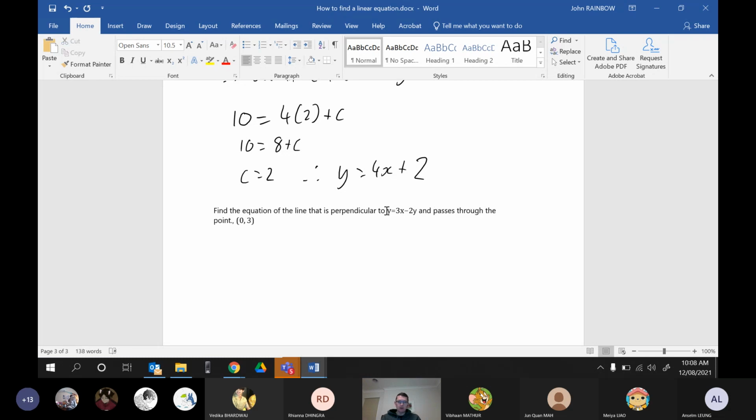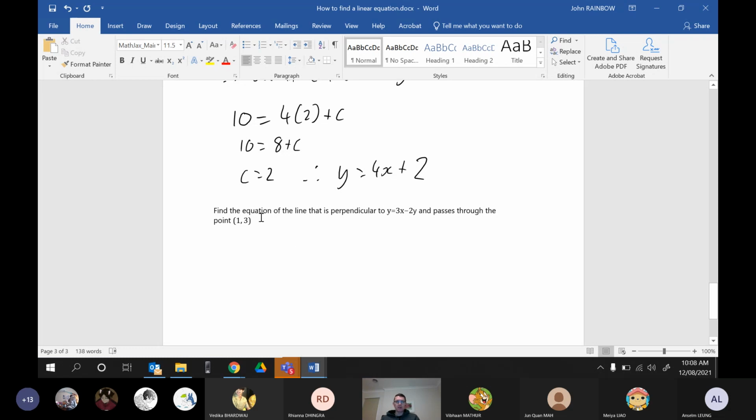And passes through the point 0, 3. Okay, I don't really like 0, 3 because it's a bit easy. That's already giving you the y-intercept. I'd like to change it. Let's just change it to like 1, 3. Yeah, why not? Make it a bit trickier.